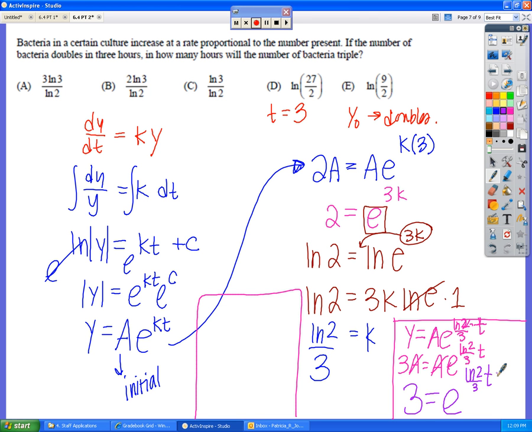So we end up with, take the ln of both sides. I get ln of 3 is equal to, and I'm going to squeeze the ln right here so you can see it. The ln of e is going to cancel, and I'm going to be left on the other side with ln of 2 over 3 times t. So my answer for t would be ln of 3 divided by ln of 2, but multiplied by 3. And we have that answer, a.